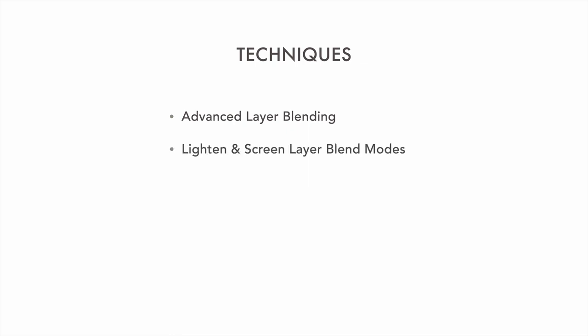This tutorial examines three different still life photo projects and uses advanced layer blending techniques to create the effect of red, green, and blue lighting gels. We'll use lighten and screen layer blend modes to build up the lighting in layers. We'll use layer masks to control where all this light is applied.